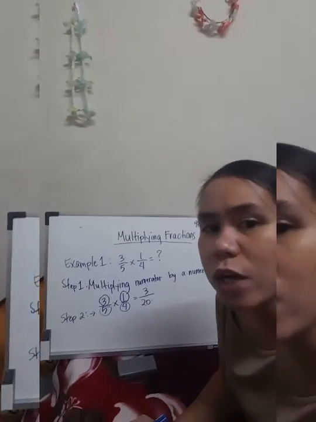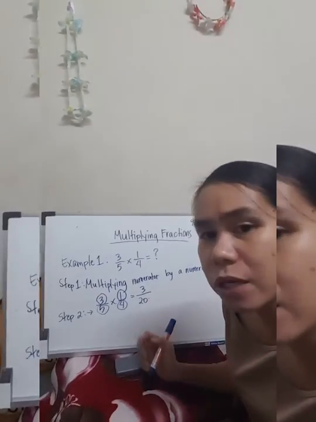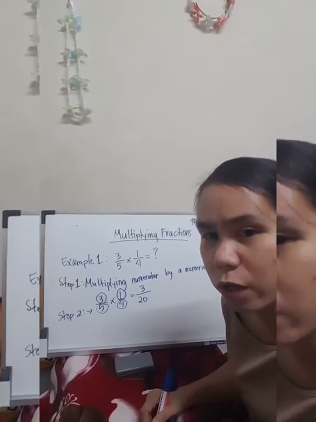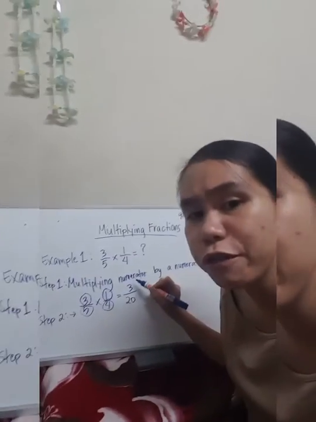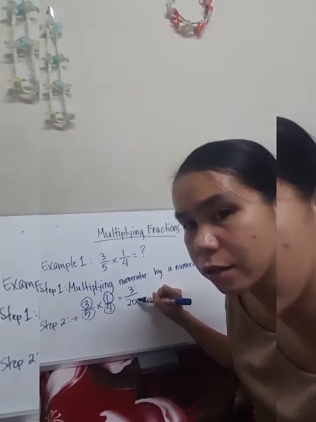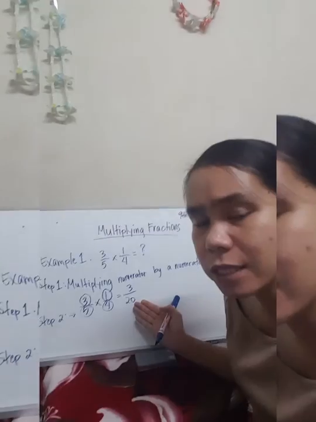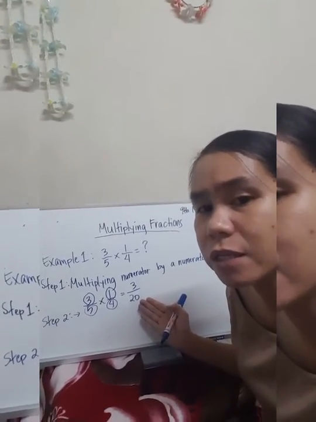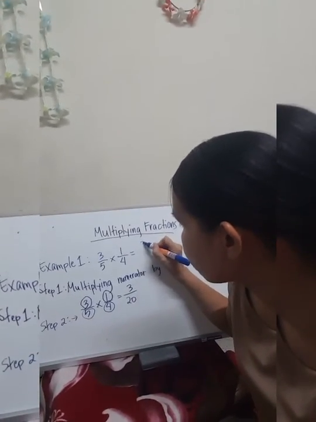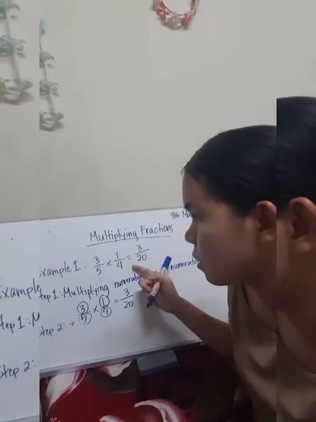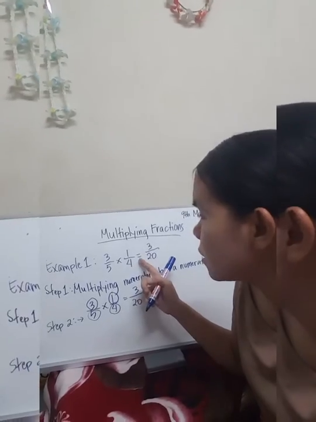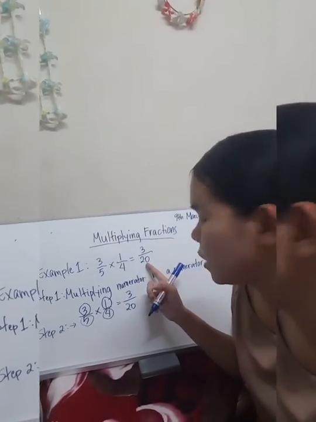3/20. So the question is, is the number in the simplest form? What do you mean, Teacher Joy? Do you think there is a number that you can divide here as well as here? In this case, the answer is in the simplest form already. So the answer here is 3/20. So 3/5 times 1/4 is equal to 3/20.